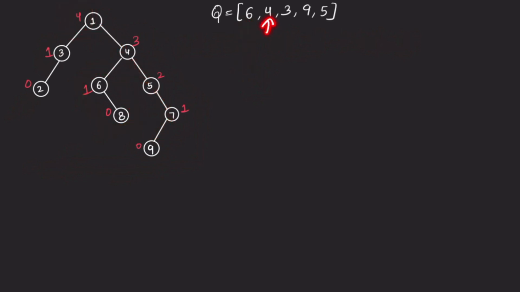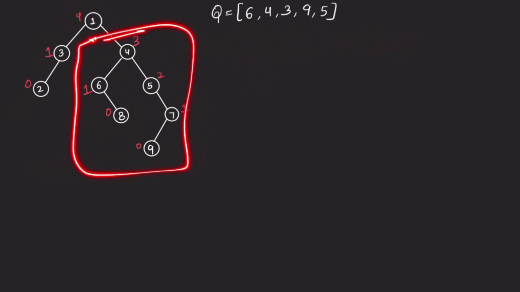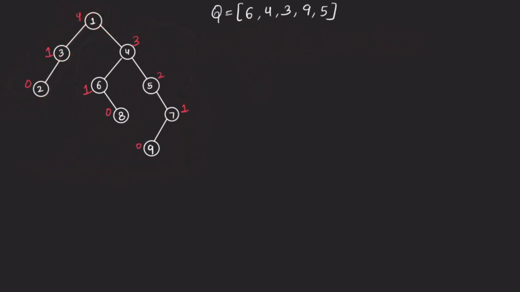Now if we check for 4, then all of this part will be removed. What is the remaining part? There is only one path. There are 2 edges in it. So the new height of the tree will be 2.